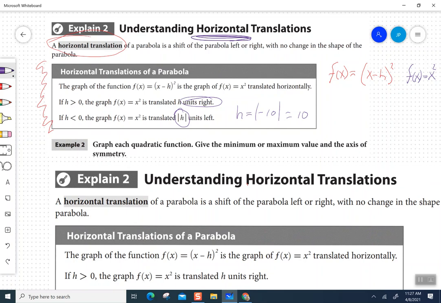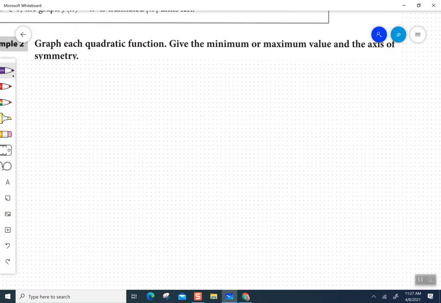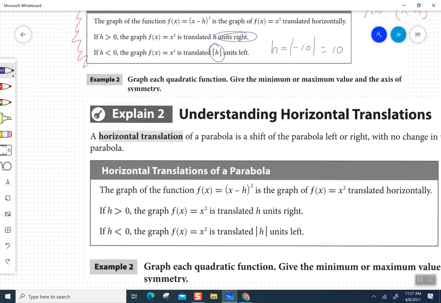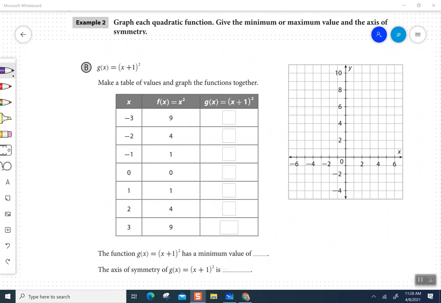All right, so for these examples, we're only going to do part B for this one. Okay, so I had the wrong picture, so I had to put in the right picture. So this is example 2B. In example 2B, we're going to do a comparison to the parent graph. This time we are doing g of x equals, notice it's in parentheses, so you know it's going to be a horizontal translation. If it wasn't in the parentheses, it'd be a vertical translation.